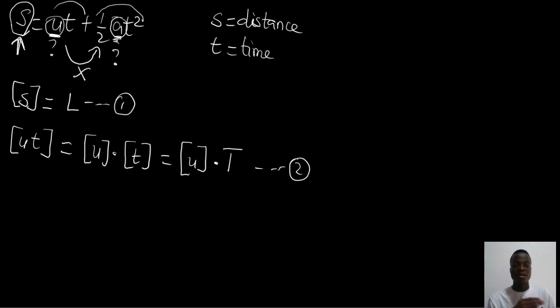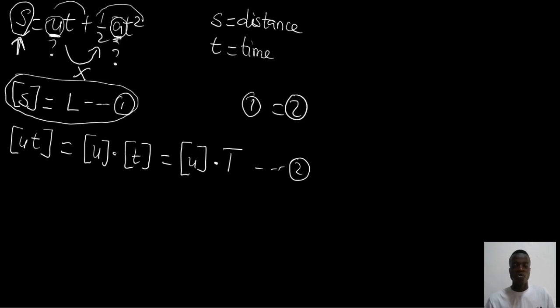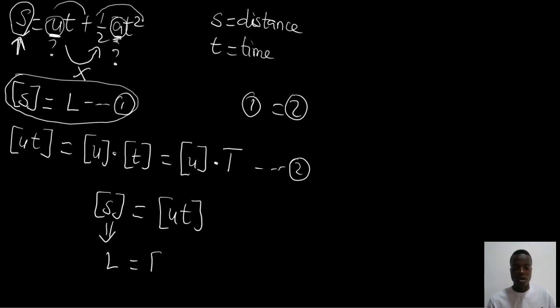Now we said dimensionally correct. That means the term S should be equal to term two. Term one should be equal to term two. If term one is equal to term two, it means that the expression S should be equal to the expression UT. For S, dimensionally it is L. But for the UT, the U we don't know, so we keep it like this, but we know the T. This is what we got.